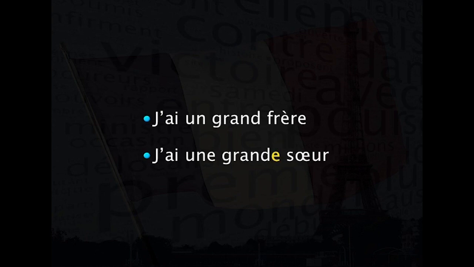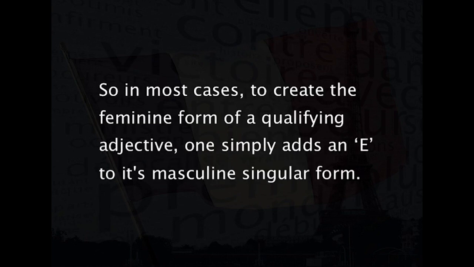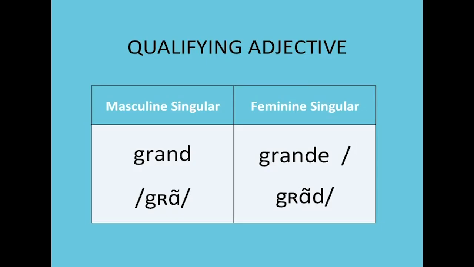In French, an adjective that is linked to a feminine noun must be feminine as well. So in most cases, to create the feminine form of a qualifying adjective, one simply adds an E to its masculine singular form. Let me recapitulate. G-R-A-N-D is the masculine singular form of the qualifying adjective, while G-R-A-N-D-E is the feminine singular form of the adjective.